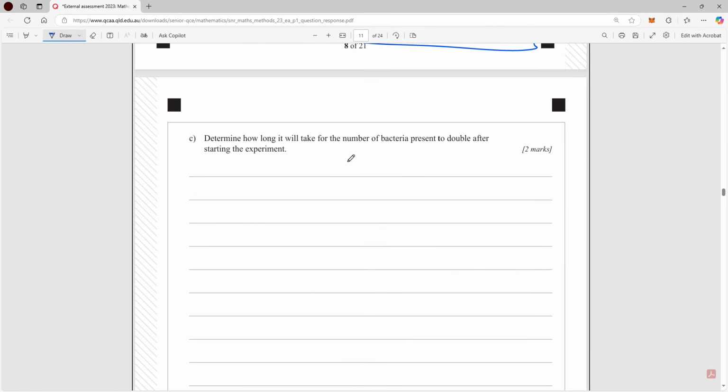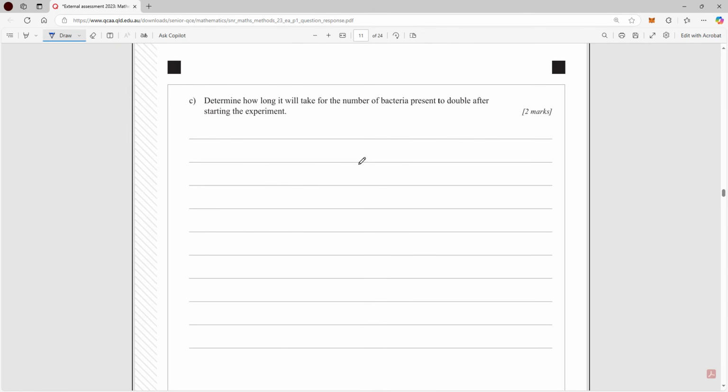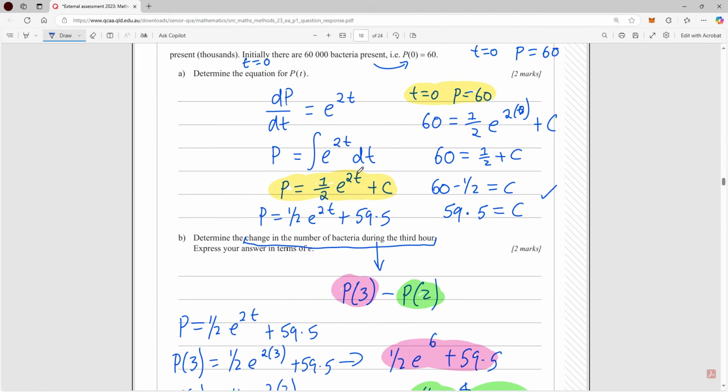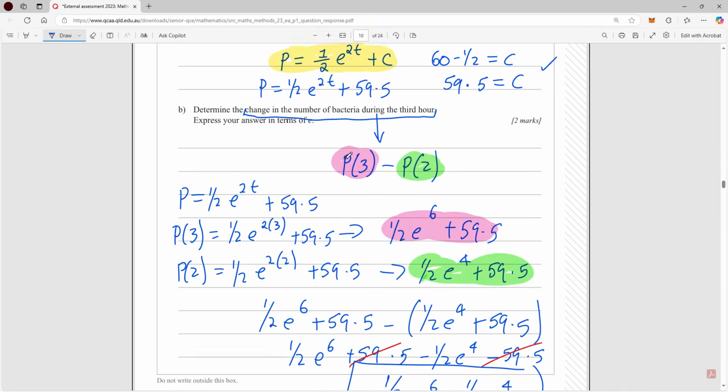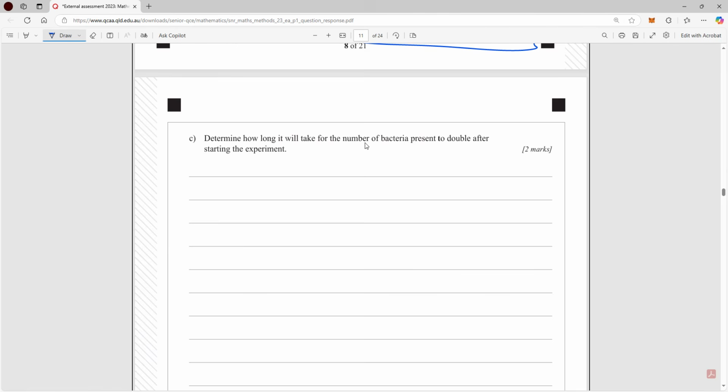So, C: determine how long it will take for the number of bacteria present to double after starting the experiment. At the start of the experiment, we said we had 60,000 bacteria. Remember, it's in thousands already. So when we're saying double, we're just treating it like 60 is 60,000. So double would be 120,000, or in this case, 120, okay? So we want to know when the population hits 120.